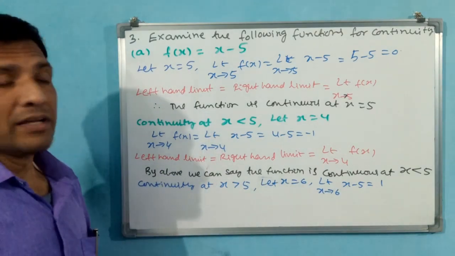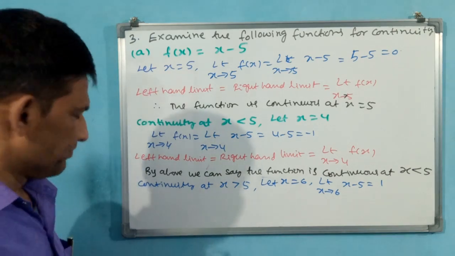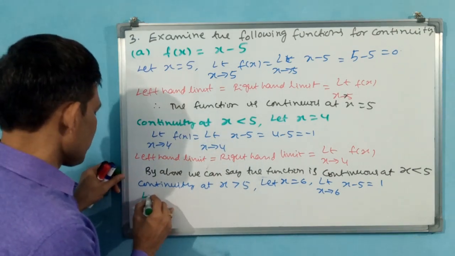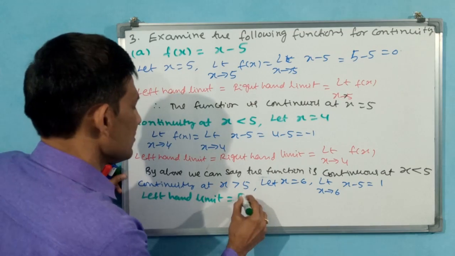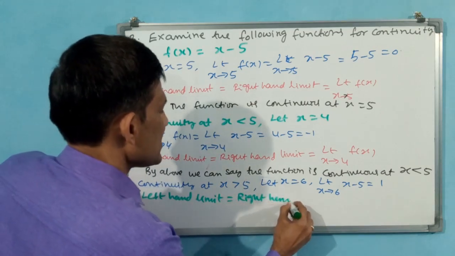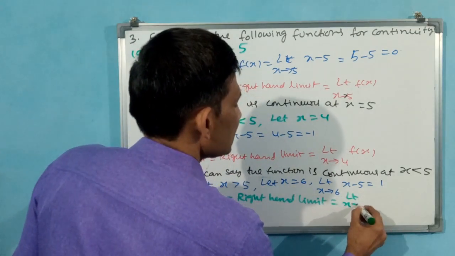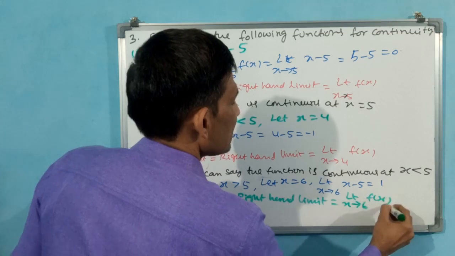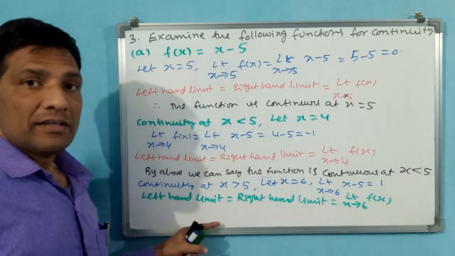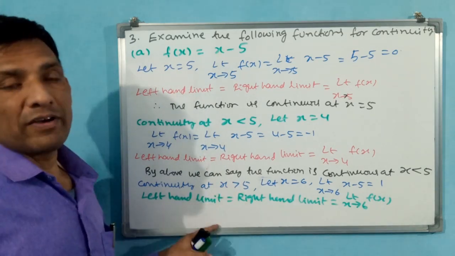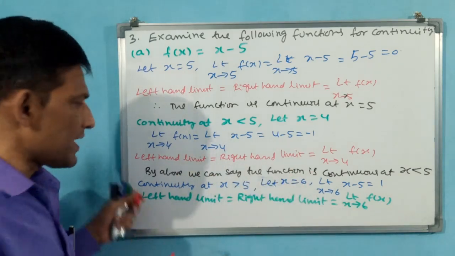Now you tell me, left hand limit, right hand limit, are they going to change? No. Then you write left hand limit is equal to right hand limit, that is equal to limit x tends to 6 of f(x). Now what are you going to write? The function is continuous at x greater than 5, not at 6. Why? Because any value you give, the same thing is going to come. That is why you have to write like this.